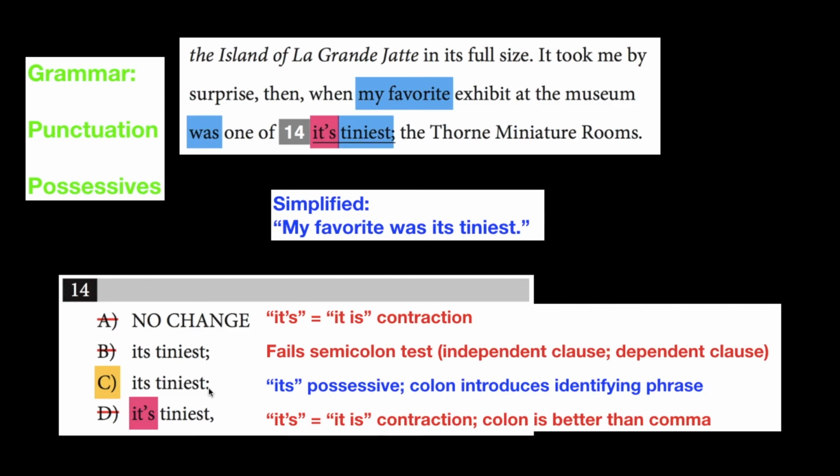Here, this colon correctly introduces an identifying phrase. You've got this big idea, and then bam, the Thorn miniature rooms. It uses it's like a possessive, which is good. Its tiniest. The museum's tiniest. And then the colon also introduces an identifying phrase.